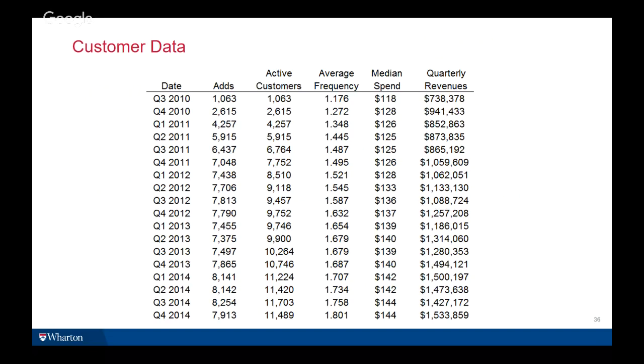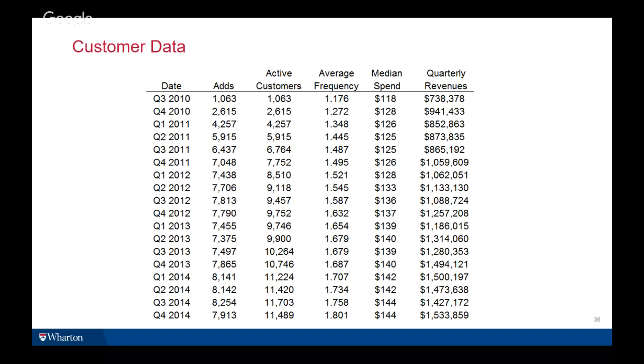So this, as I was mentioning, is the actual data set. Whereas there's going to be millions of rows in the transaction log, we've simplified the data to something that I can fit on one slide of a PowerPoint presentation. This is very nice data compression. So for each quarter, we've got customer acquisitions, the number of active customers, average purchase frequency, median spend, and then because they're a public company, we've got quarterly revenues.